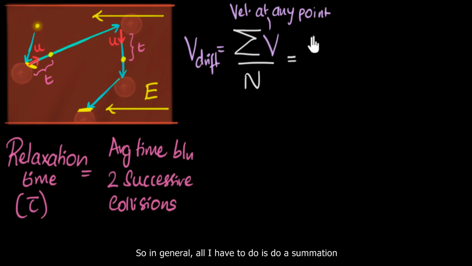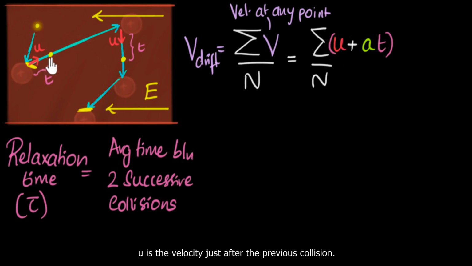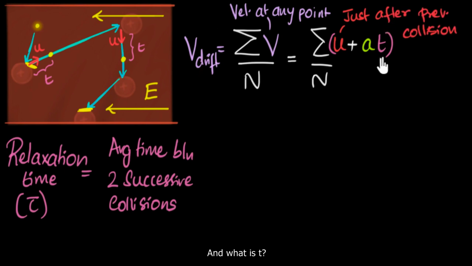So in general, all I have to do is do a summation of u plus at, u plus at, divided by n. And again, we need to be very careful. What is u here? u is the velocity just after the previous collision. And what is t? t is the time since the previous collision, right? Hopefully it's making sense.